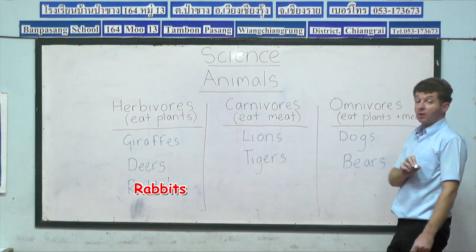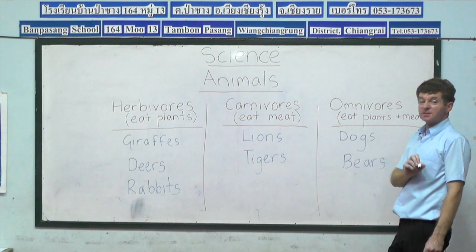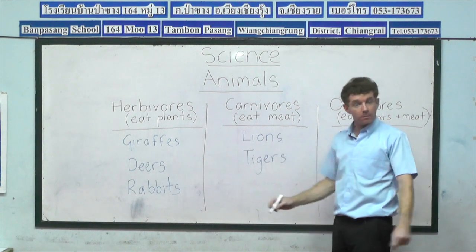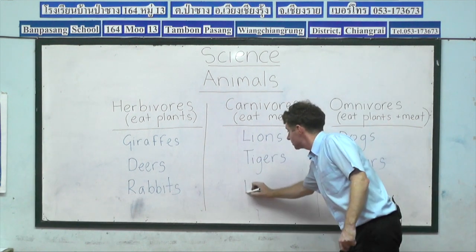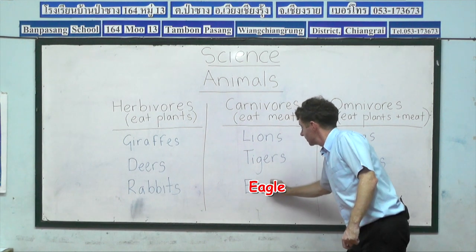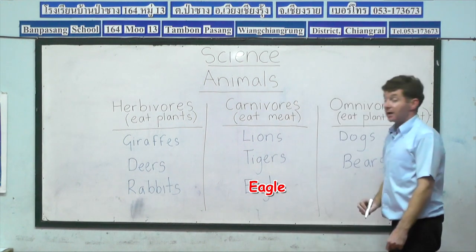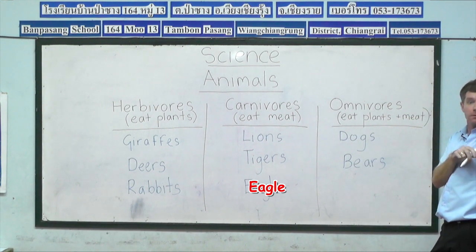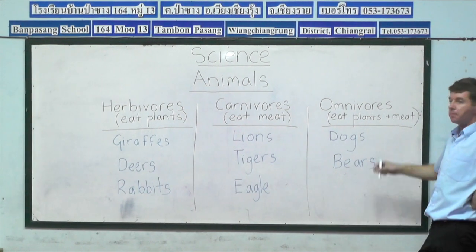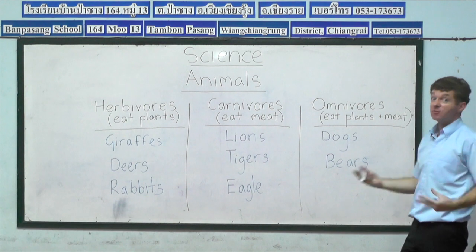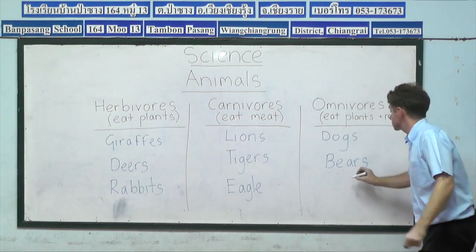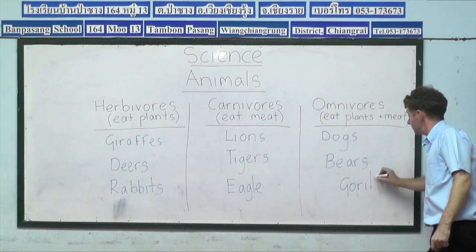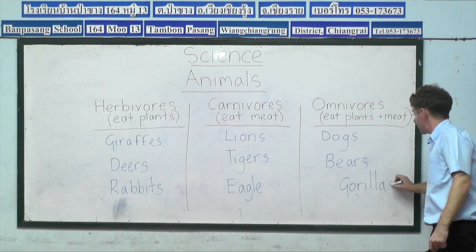Perfect. Another carnivore? Any more meat eaters? Yes, remember the big bird. The big bird that can fly and is a meat eater, eagle. E, A, G, L, E. Excellent, guys. And now we're onto our third category, omnivores. One more omnivore that eats both. A gorilla, yes. A gorilla, like a bear, very big animal, and it's happy to eat meat, but it can also eat plants. G, O, R, I, L, L, A.